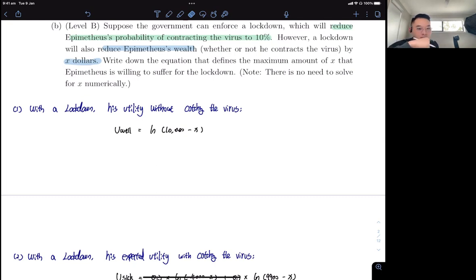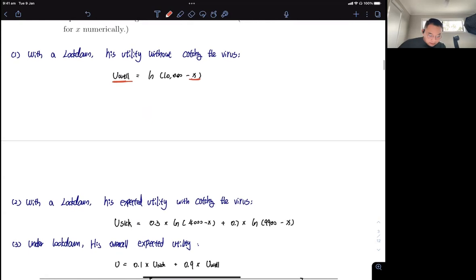So with a lockdown, his utility without contracting the virus will be what? It will be log of 10,000 minus X. We know what X is: X is the amount of money he will lose because of lockdown. This will be the utility when he's well. With a lockdown, his utility with catching the virus will be U_SICK equals 0.3 times log 4,000 minus X plus 70% chance times log 9,900 minus X.